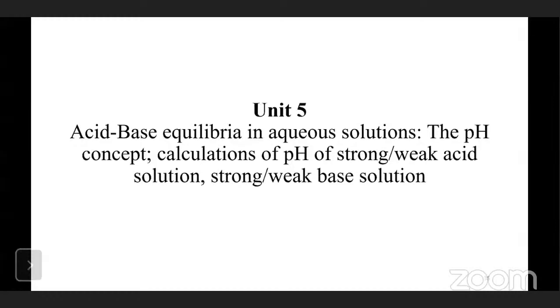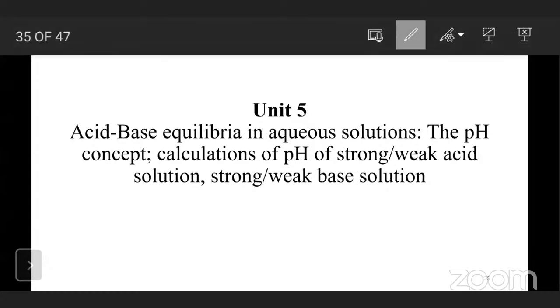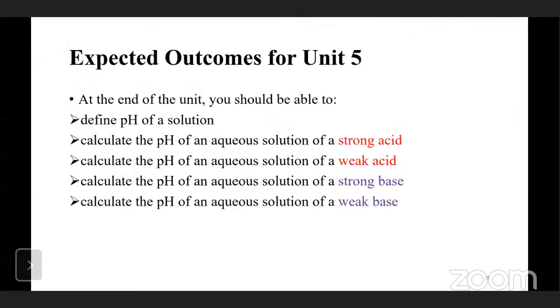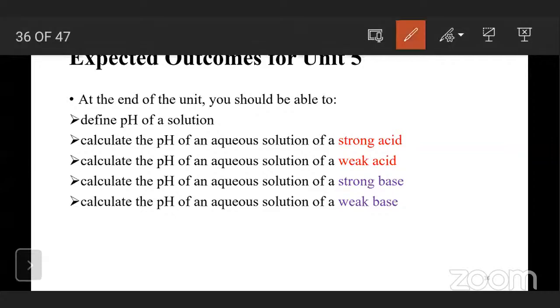So briefly, let us go to unit 5 of this section, which is acids, bases, and pH. And this unit 5 will be considering the acid-base equilibrium in aqueous solution. And other than that, we'll be determining the pH concept. So we'll be relating it to the pH of a strong acid, the pH of a weak acid, the pH of a strong base, and the pH of a weak base. And what are we expected to achieve at the end of this unit 5? We should be able to define the pH of a solution, and that is one of those things we'll be able to gain at the end of this unit.